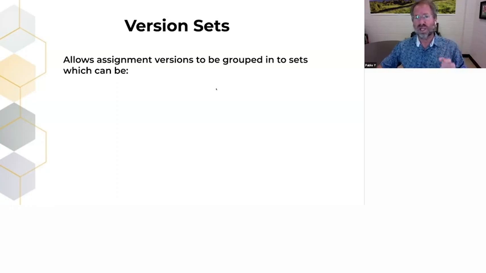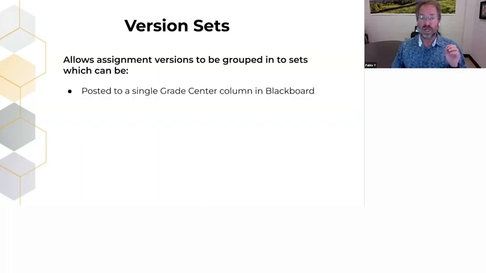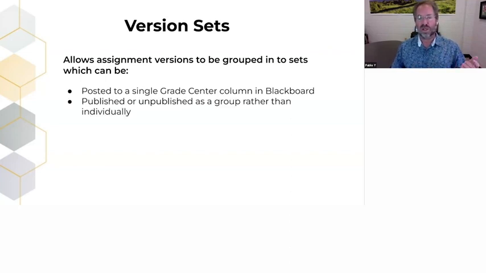And the sets will allow you to group different versions of an exam. So let's say you have a large course with 5 different lecture groups and you're teaching with several instructors. Each instructor might have a version of that exam. You can now group them very quickly, and this allows you to post a single grade center column in Blackboard from the version set, rather than having, in the past, midterm exam version A, version B, version C. Now these can all be grouped. They can be published or unpublished as a group rather than individually.